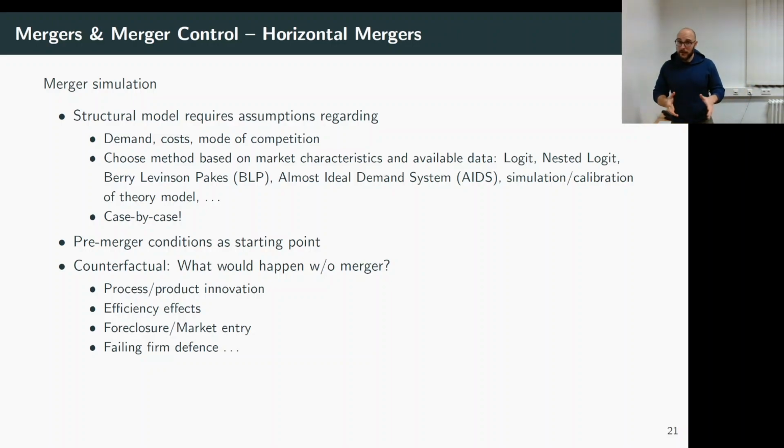And can this efficiency effect outweigh potential price increases? Could there be foreclosure or market entry that is deterred over the course of the merger? Is one of the two merging parties probably going to fail in the future, in which case the merger is probably the only way to maintain some sort of competition? Those are all questions that you should think about in real-life applications, whereas not all of these will always be relevant, of course. Okay, so that would be it for horizontal mergers.